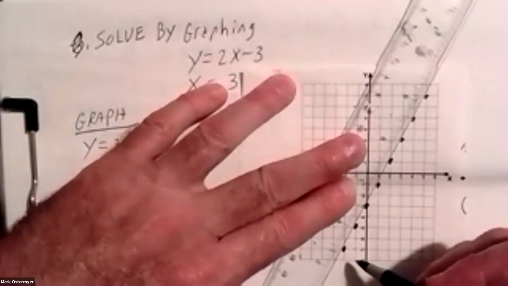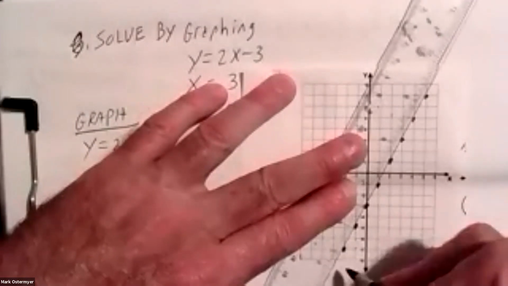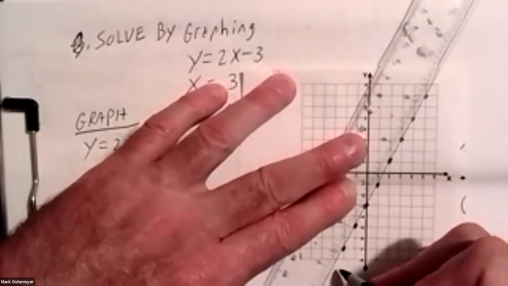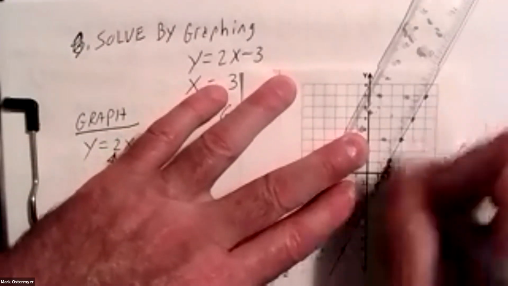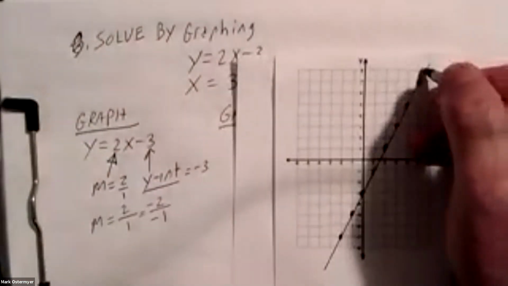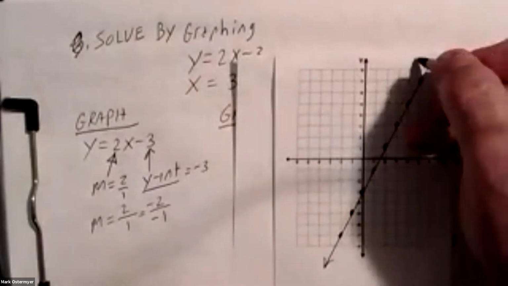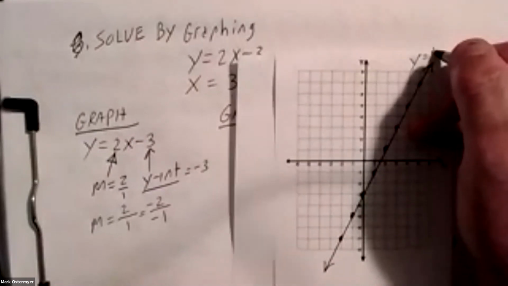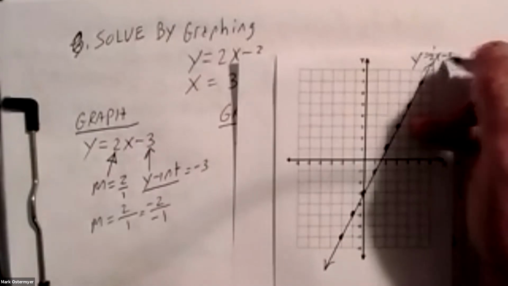Take a ruler, put a line through these points, and you have the graph of that first equation in that system of two linear equations and two unknowns. So this is the graph of y equals 2x minus 3.